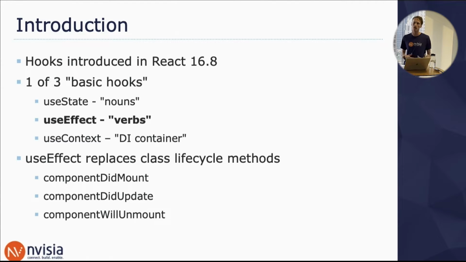So, okay, there's kind of three basic hooks: useState, useEffect, and useContext. How I like to think of it, state is like nouns, like things. Effects are verbs or like actions. And context is a little weird. I come from a back-end perspective. To me, it's like a dependency injection container. That's how I tend to think about that.